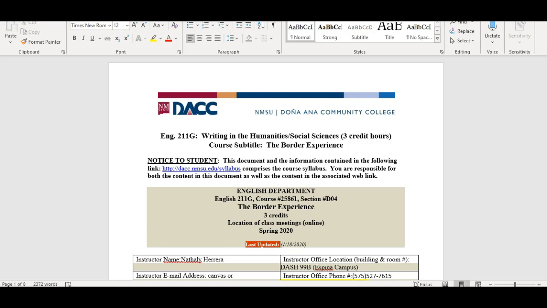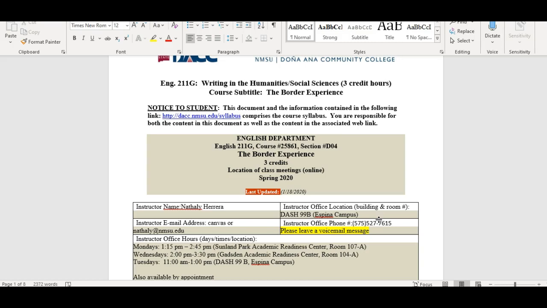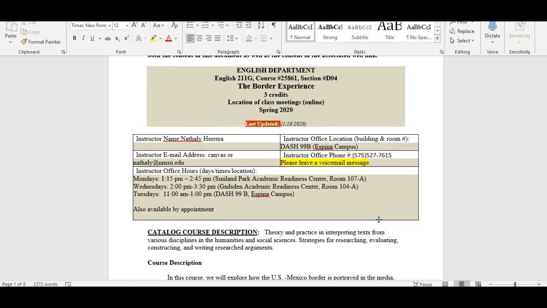Okay, so the first thing that you want to look at is the course number, the CRN number, and the section number. These are important just to make sure that everything is correct in your records. Also, this class is 3 credits, and most importantly, it meets completely online, so there are no actual class meetings. However, if you do want to meet in person, you can always come visit me during my office hours. So I actually live in the El Paso area, so I am not in Las Cruces a lot.